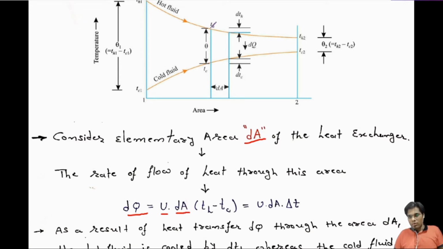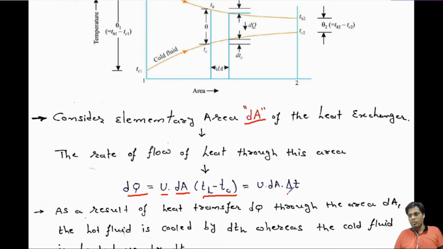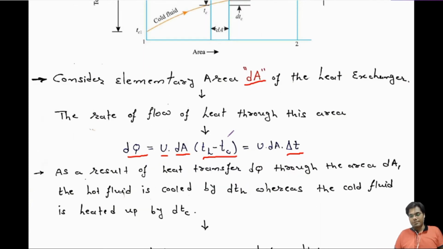We don't know the exact value of the temperature of hot fluid at this point, and what will be the temperature of cold fluid at this point. So we generally write TH and TC. The temperature difference at this point will be TH minus TC. This is the TH minus TC temperature difference. We can also write it as delta T.